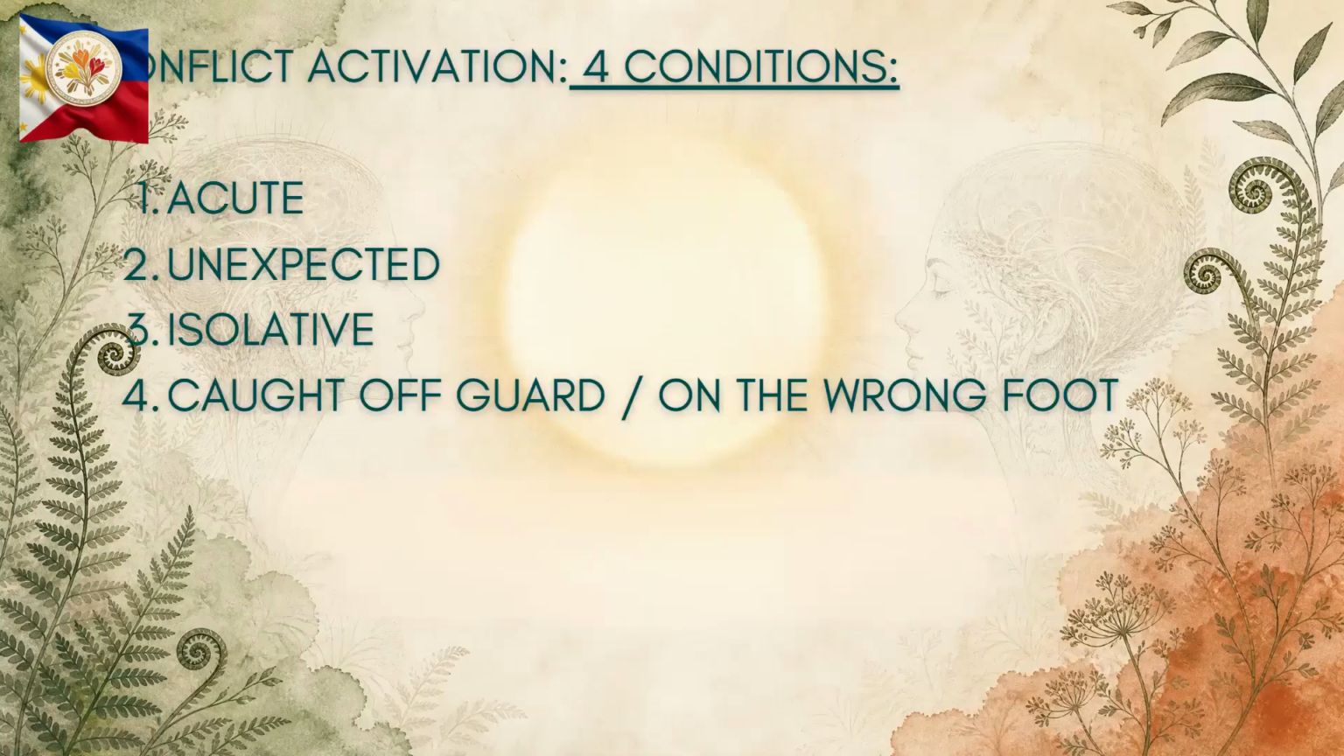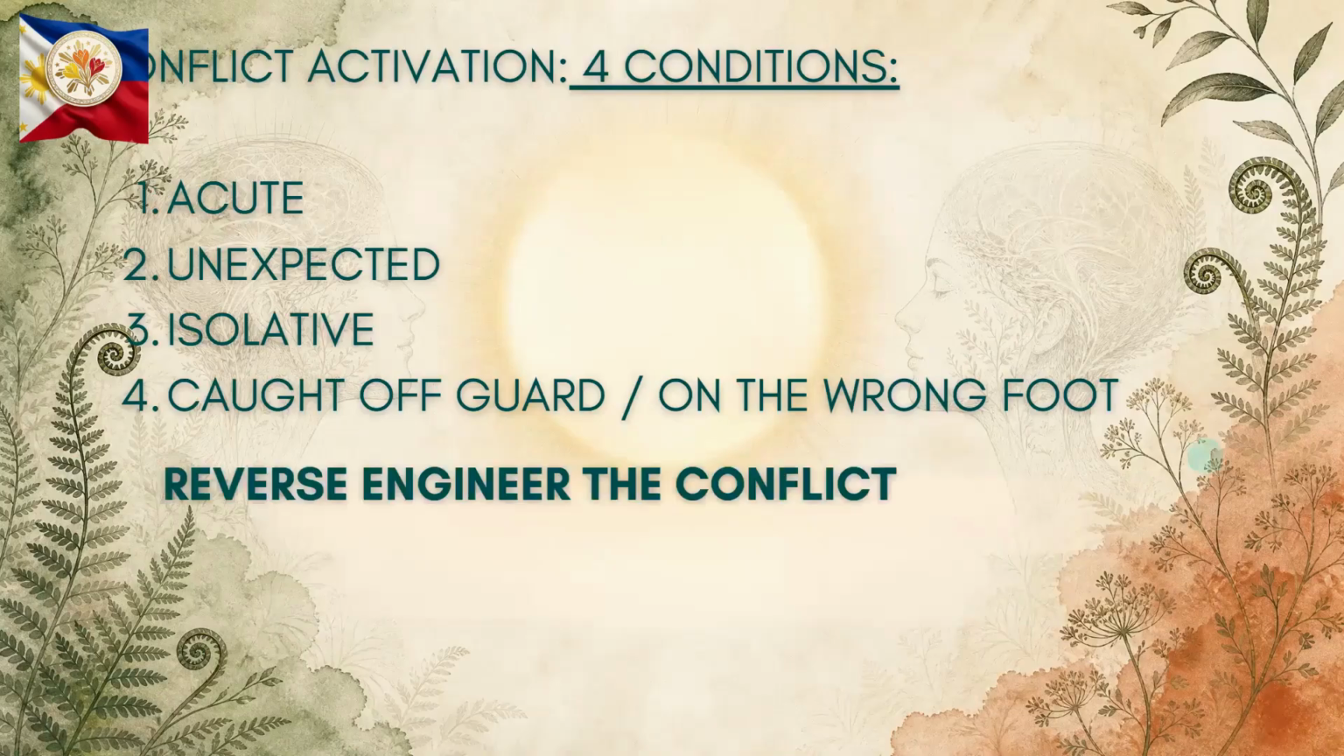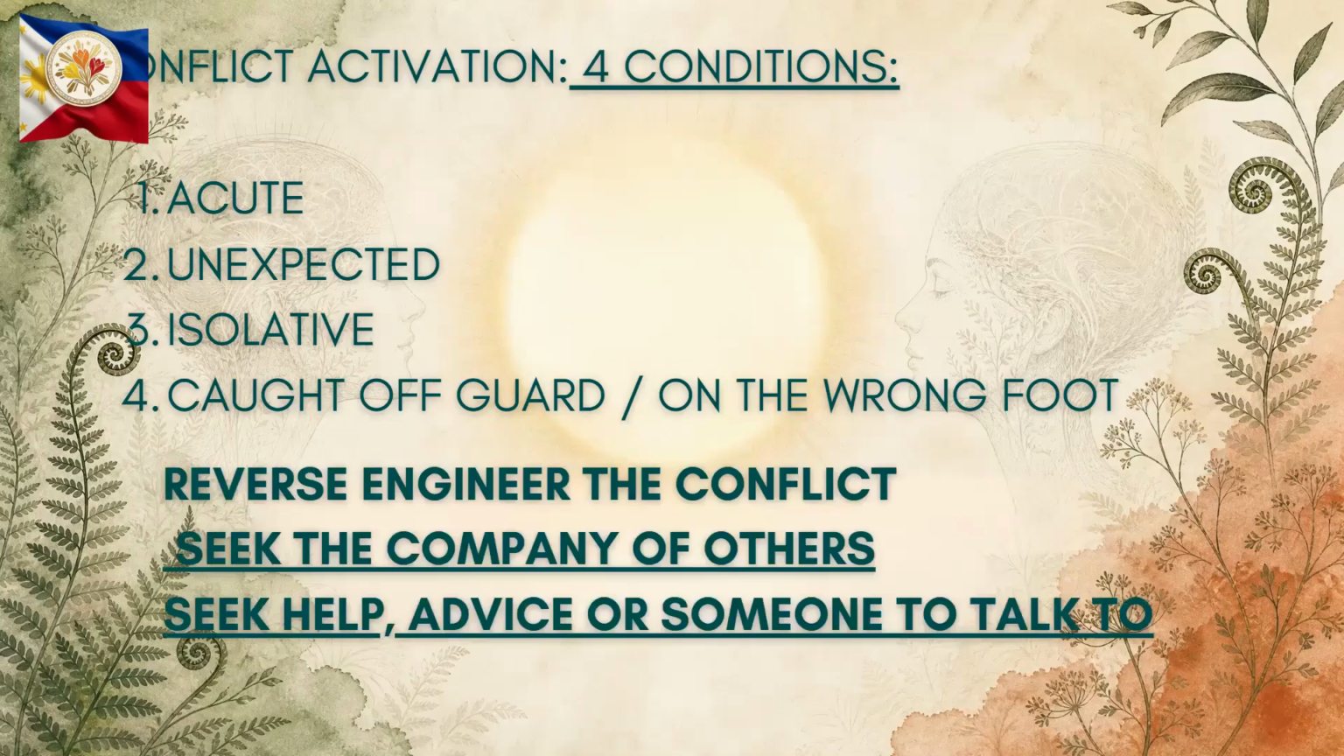Let's reverse engineer the definition of a biological conflict. Remember, the condition is acute and highly dramatic, unexpected. It came from left field. I feel isolated and caught off guard, or caught on the wrong foot. You can reverse engineer it by seeking the company of others immediately. Then you can cancel out the isolated component. You can seek help, seek advice, or just have somebody to talk to. This will help downgrade the conflict.